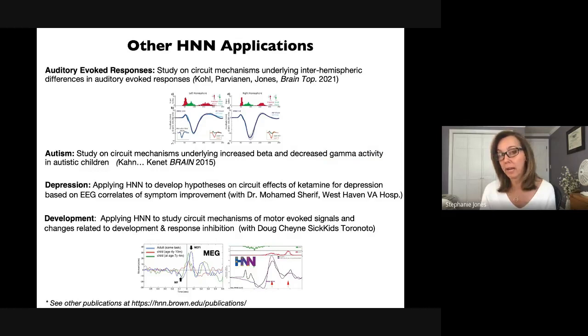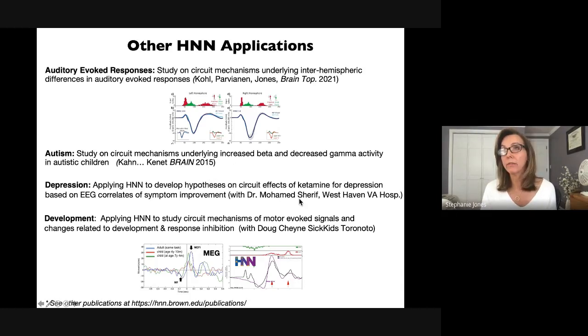Some of the other applications: we just published a paper using HNN to look at auditory evoked responses and hemispheric differences in these evoked responses, and made some predictions about what's creating those hemispheric differences. There's a study looking at the mechanisms of MEG signatures of children with autism spectrum disorder by some of our collaborators at Mass General Hospital.